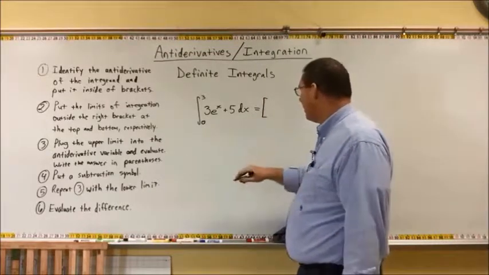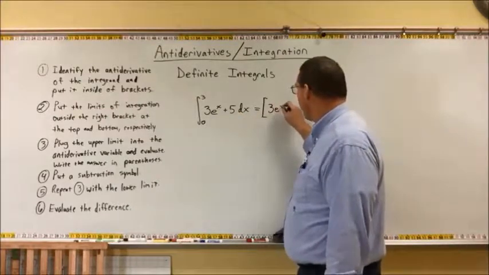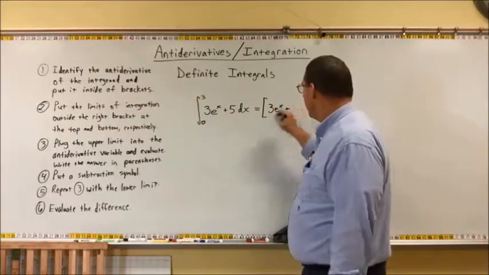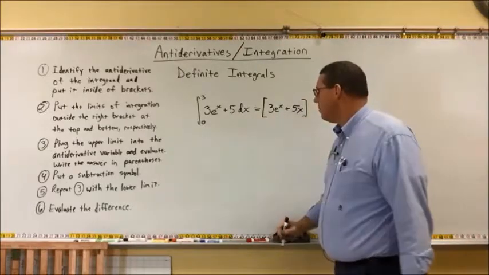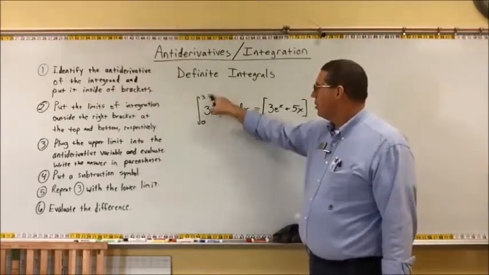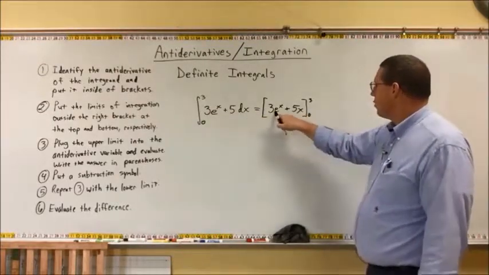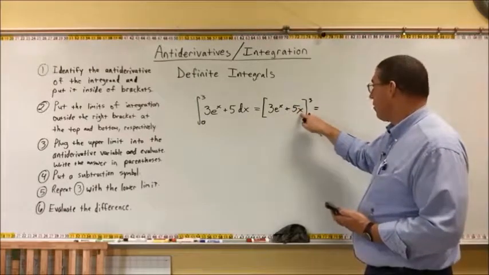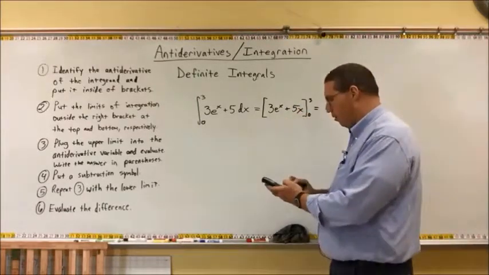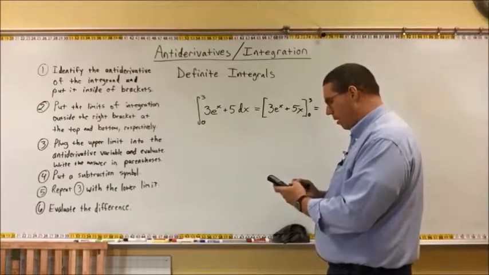So I'll open my bracket here. The antiderivative of 3e to the x is 3e to the x. Plus, the antiderivative of 5 is 5x. Close my bracket. Put my limits of integration, 0 to 3. Next step, plug the 3 in. So I've got 3e to the 3rd power plus 5 times 3. Well, that's 15. So in here, I'm going to put in 3e to the power of 3.